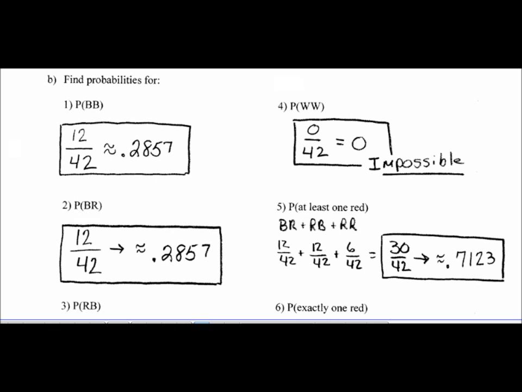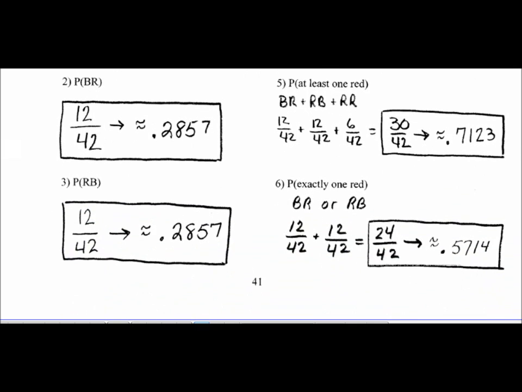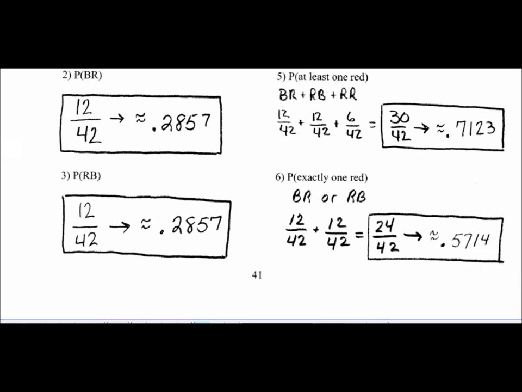Probability of white then white, well, hey, there are no white marbles, so that's impossible. 0 probability. Probability of at least 1 red. At least 1 means 1 or more. That happened with black red, red black, and red, red. I'll add those three probabilities together, 30 out of 42. And the probability of exactly one red happened with BR or RB, 24 out of 42.